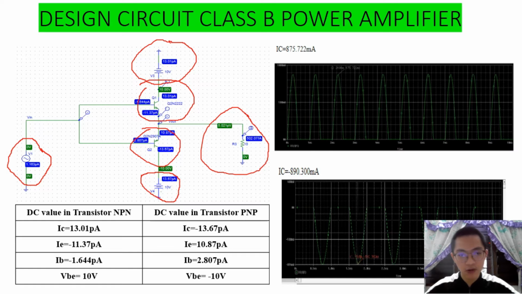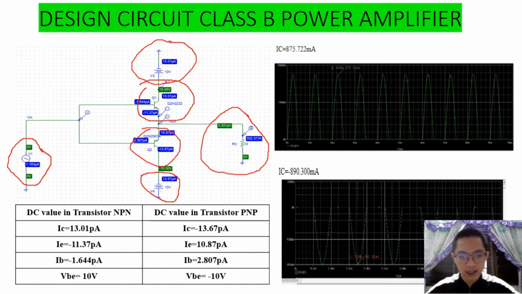After running our simulation, we get values for the PNP and NPN. First, we focus on transistor NPN. We get the IC value, which is the collector current, at 13.01 picoampere. And IE, the emitter current, we get negative 11.37 picoampere. And IB, base current, we get negative 1.644 picoampere. VBE, we get 10 volt.